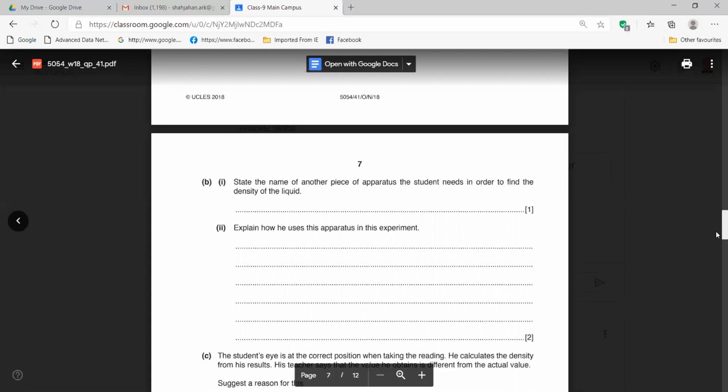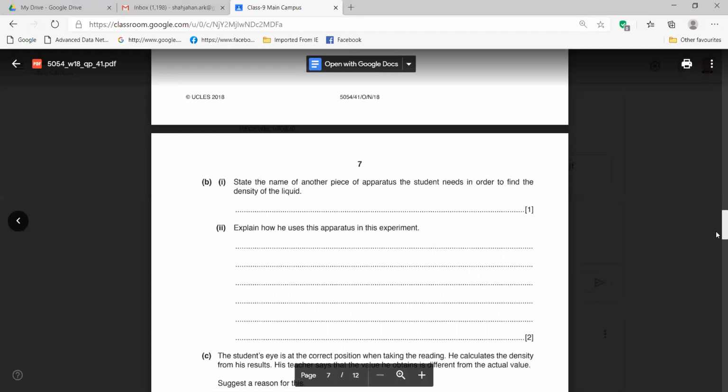What are you going to find? Sir, density. So how are you finding the density? What is the formula of density? Sir, mass by volume. Okay, so already you got volume. Yes, sir. What is left? Sir, mass.